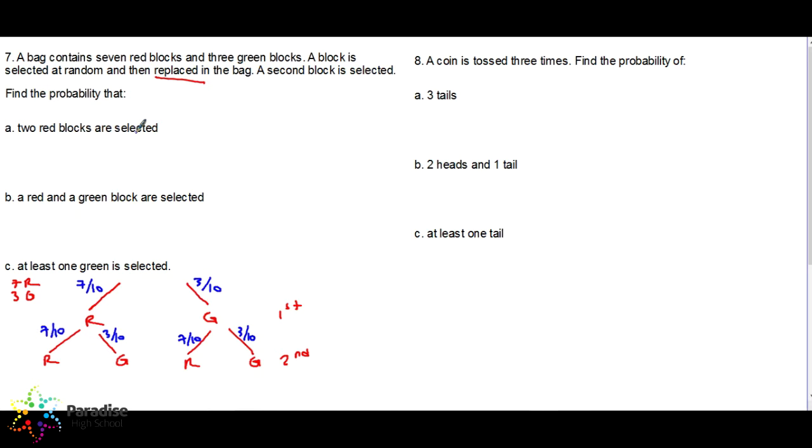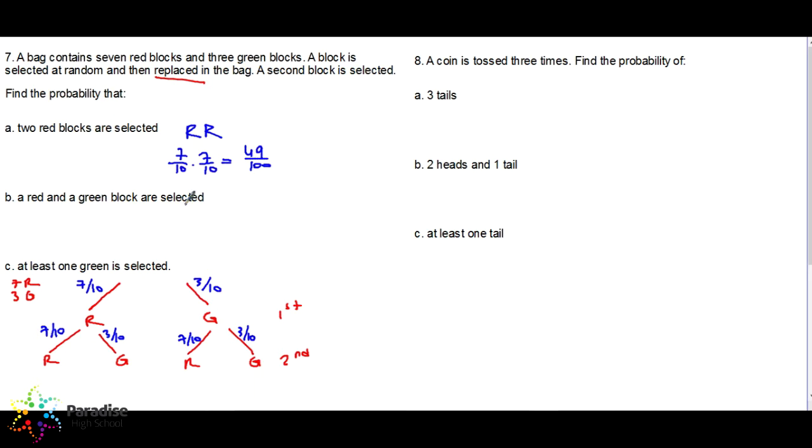Okay, 2 red blocks are selected. So what is the possible outcome? The first thing is I write the possible outcome. The possible outcome should be red and red. So we go to the branches and check red and red. So it's going to be 7 out of 10 times 7 out of 10. The answer will be 49 out of 100.